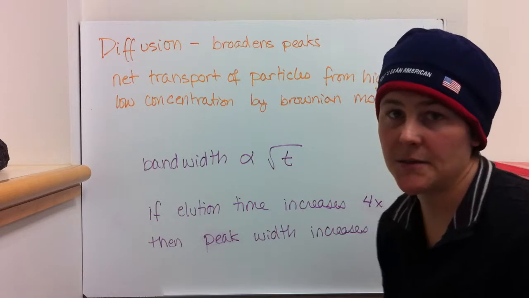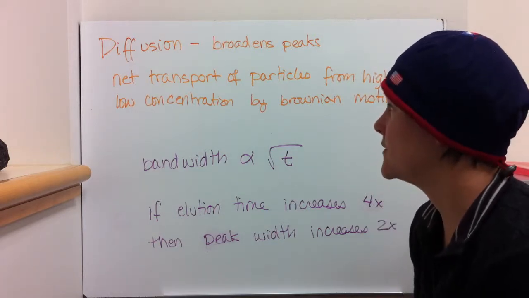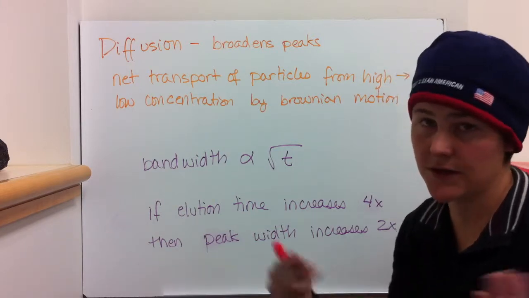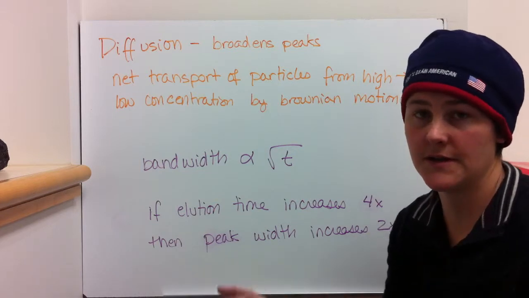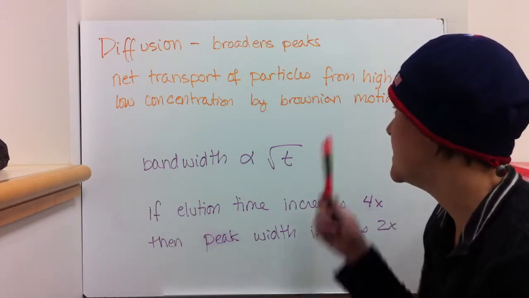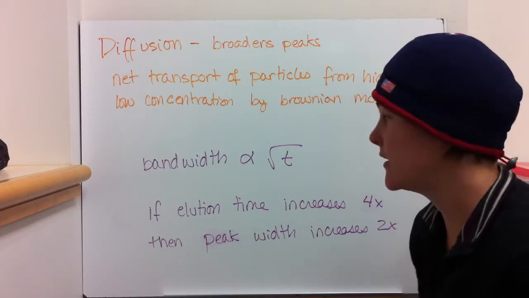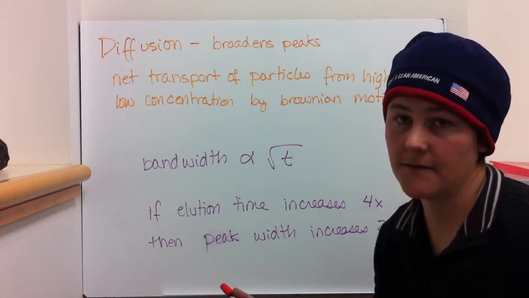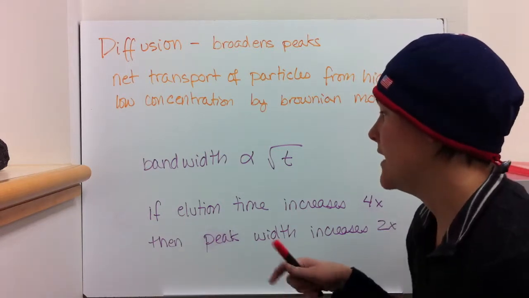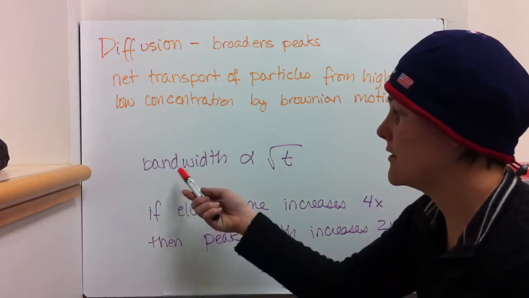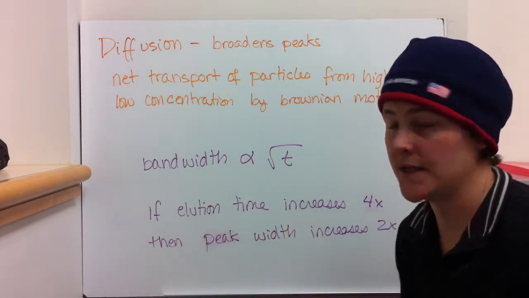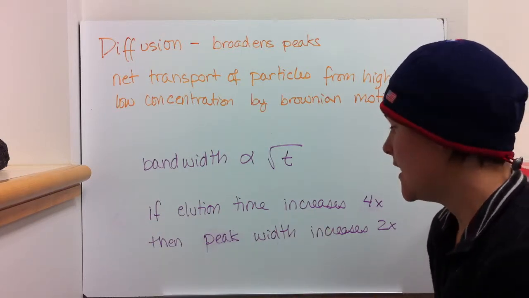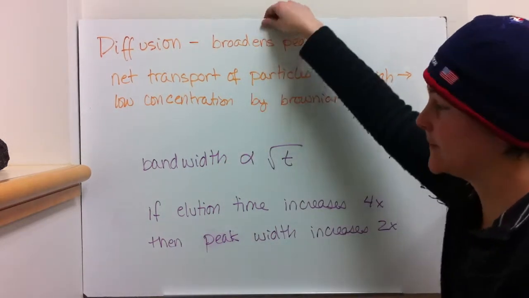All right, so one of the reasons that peaks broaden is due to diffusion. And diffusion is essentially the net transport of particles from high to low concentration, so from your injection to the solvent surrounding it where there's less concentration. And that's as a result of Brownian motion. There's really nothing you can do about it. But it's related to retention time. The longer things have to diffuse around, the broader your band is going to be. So the bandwidth is proportional to the square root of the retention time. So if the retention time is increased by 4x, then your peak width is going to increase by 2x.